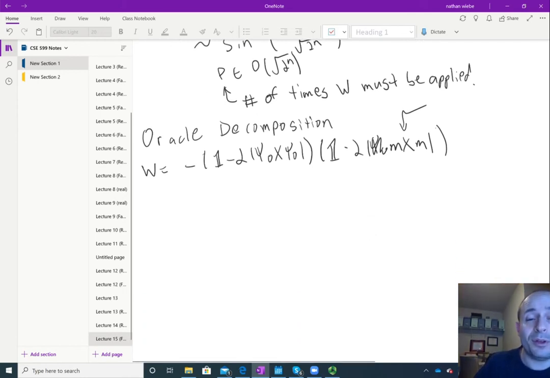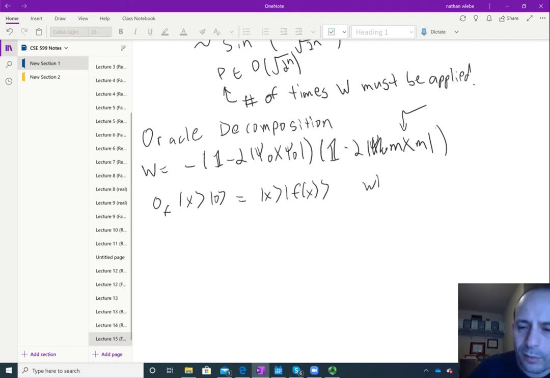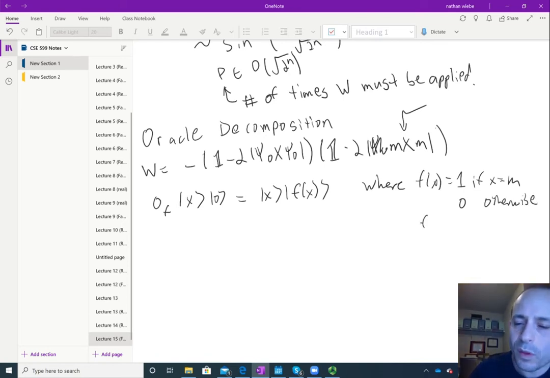And how can we do this? Recall that OF acting on a state x and 0 ends up yielding a state x and f of x, where f of x equals 1 if x equals m, and 0 otherwise. Or, if you prefer, f of x is equal to the Kronecker delta of x, m. All right, so this is our oracle function.